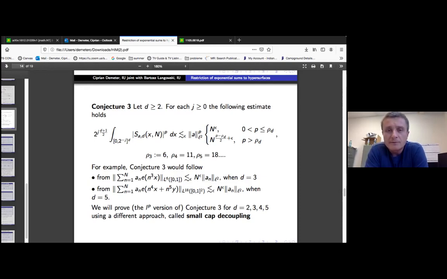When D equals 5, conjecture 3 would follow from another estimate at a critical exponent. You see an L18 there. 18 is what I want. Rho 5 is 18. And why 18? Because it's 4 plus 5 times 2. However, that second estimate is also very difficult. Now, interestingly, while both of these estimates are out of reach at the moment, we managed to prove conjecture 3 for D equals 2, 3, 4, and 5 using a different approach that is called small cap decoupling. I'll say a few words about that.